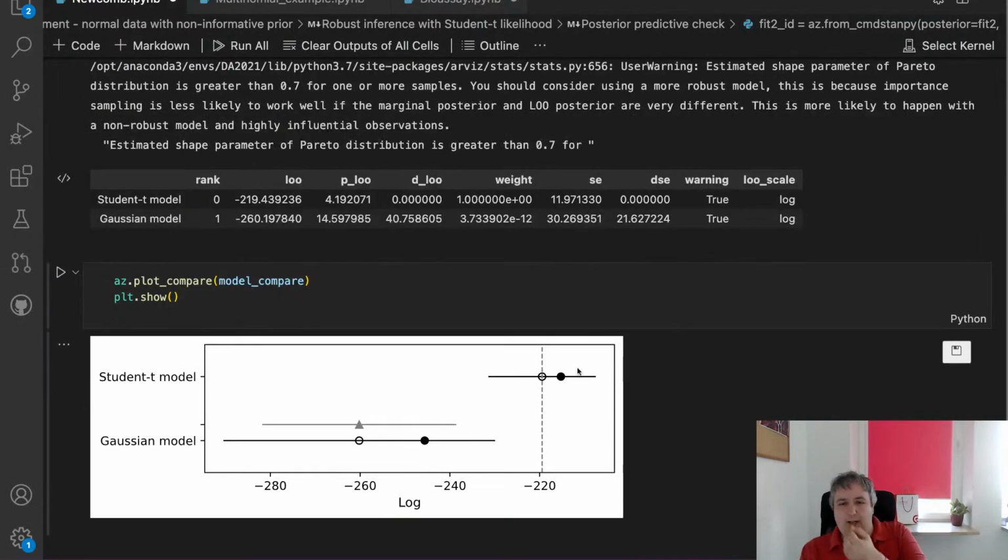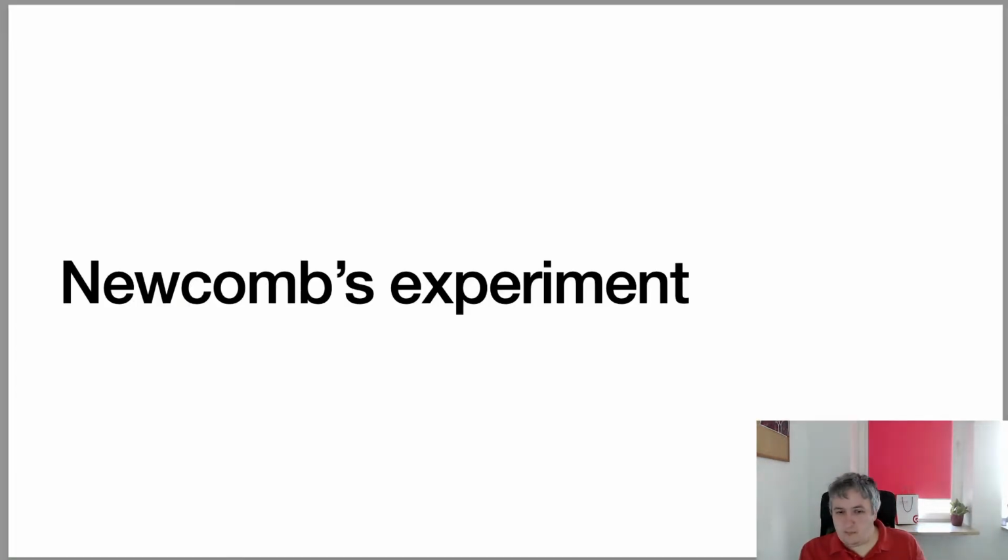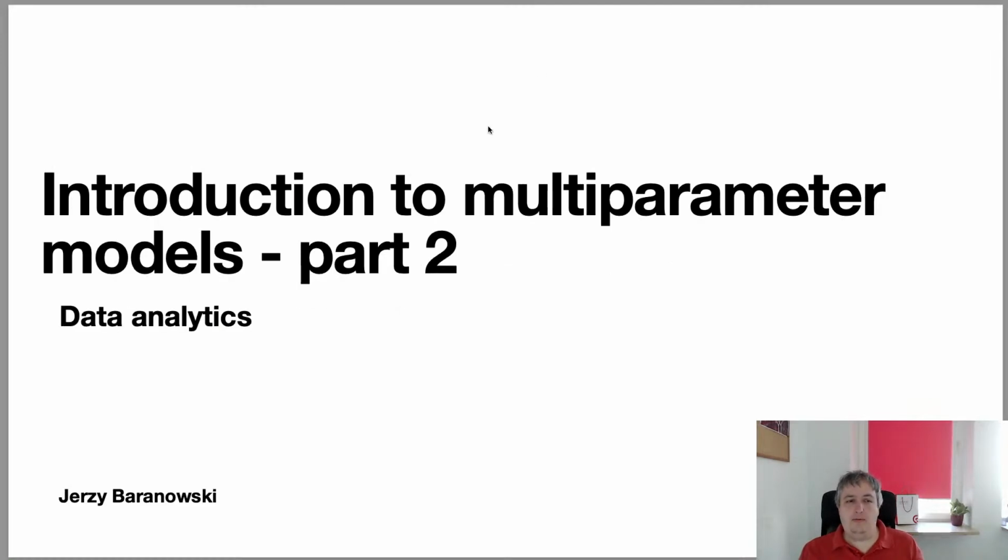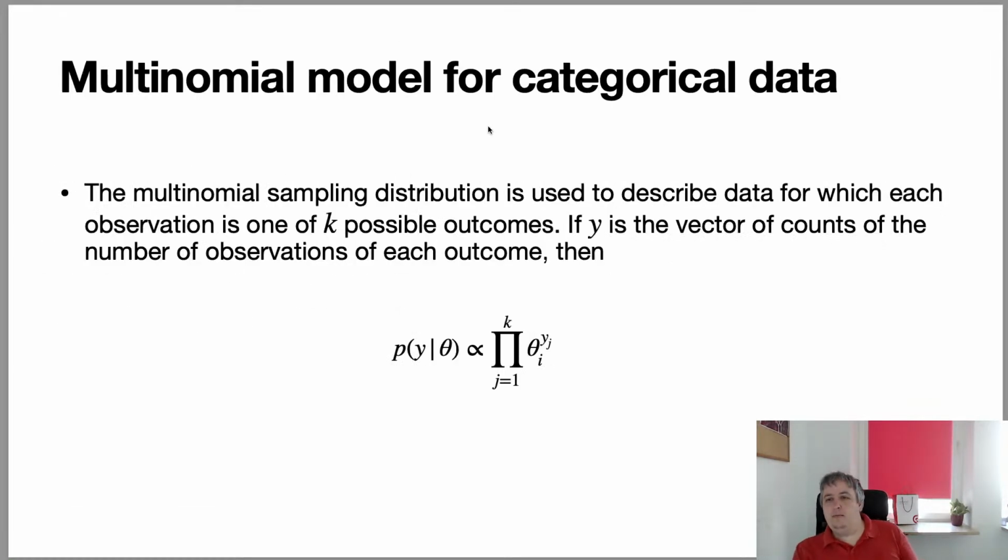Okay, so let's move to a different example. In this case, we'll move to an example of a different distribution, because, for example, we can have a situation when we have k possible outcomes. So not a binary selection, not a discrete count result, but we have k possible outcomes.